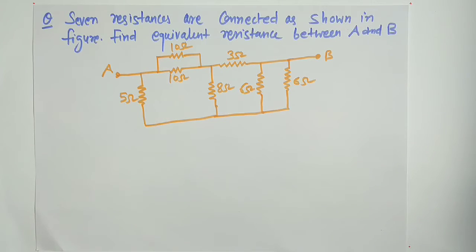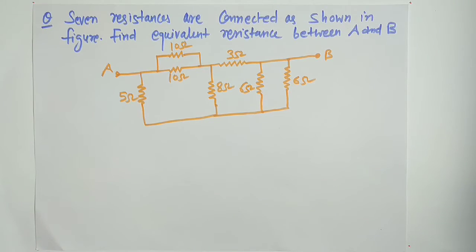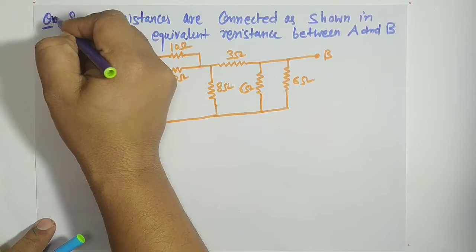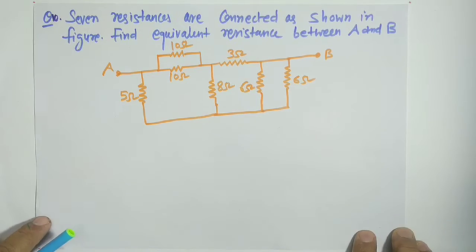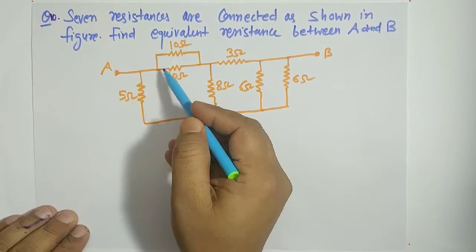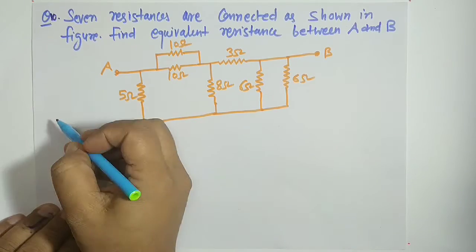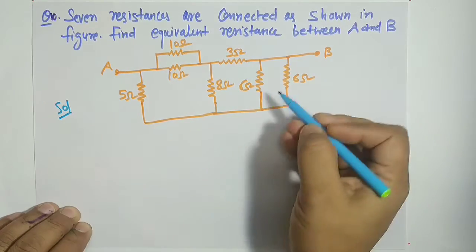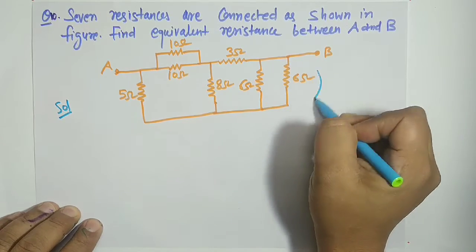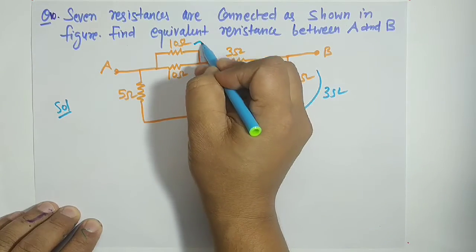Now question number 10. Seven resistances are connected as shown in the figure. Find the equivalent resistance between A and B. So this is 1, 2, 3, 4, 5, 6, 7. A very interesting thing is how to calculate the equivalent resistance between A and B. These two are in parallel, so 6 and 6 will make 3 ohm. And these two are in parallel, it will make 5 ohm.